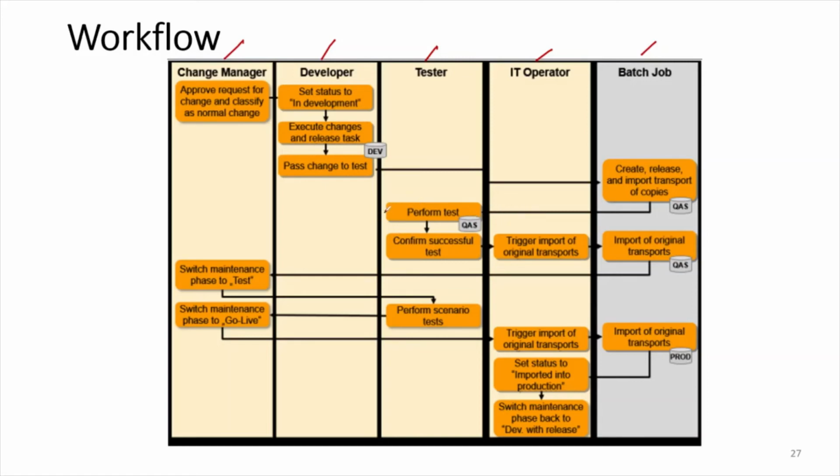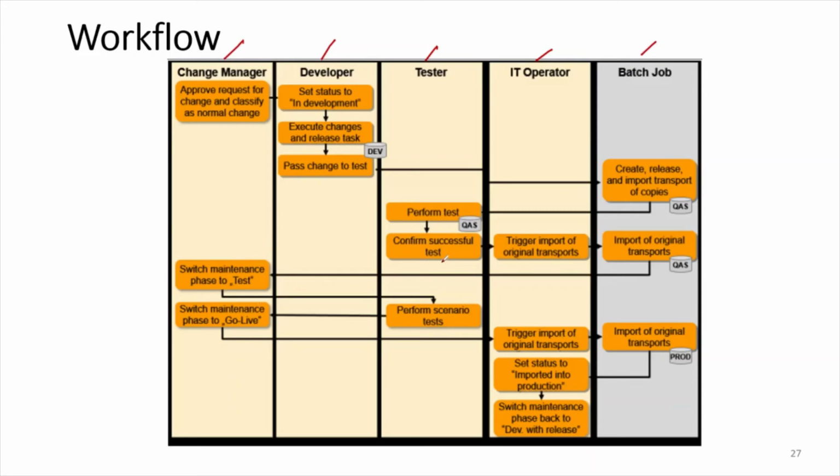The tester will perform the testing, and if the testing is not successful, the tester will send it back to development, and again the development cycle will activate. And if the test is successful, then the tester will confirm the successful test and change the status to successfully tested. Once the status is successfully tested, then the IT operator will trigger the import of original transports. Once the IT operator triggers it, the import of original transports will happen automatically from the backend, and then the change manager will switch the maintenance phase to test phase.